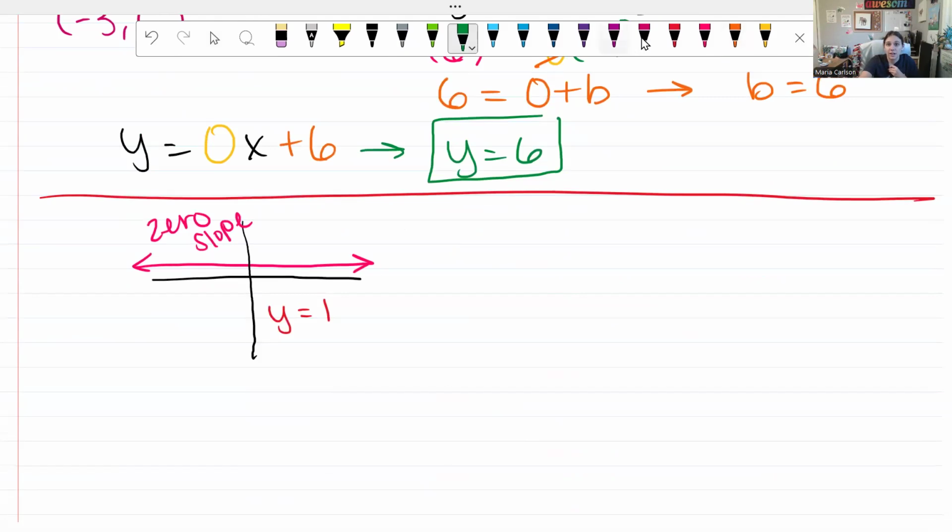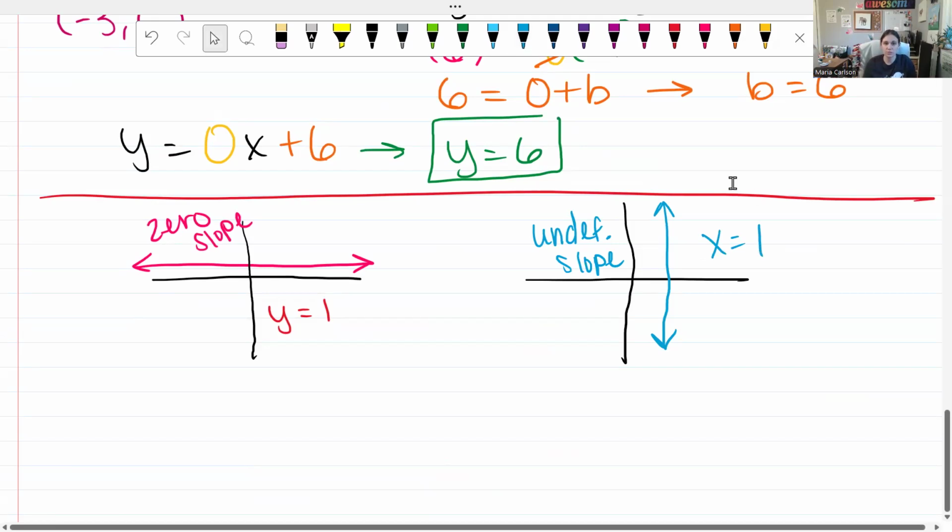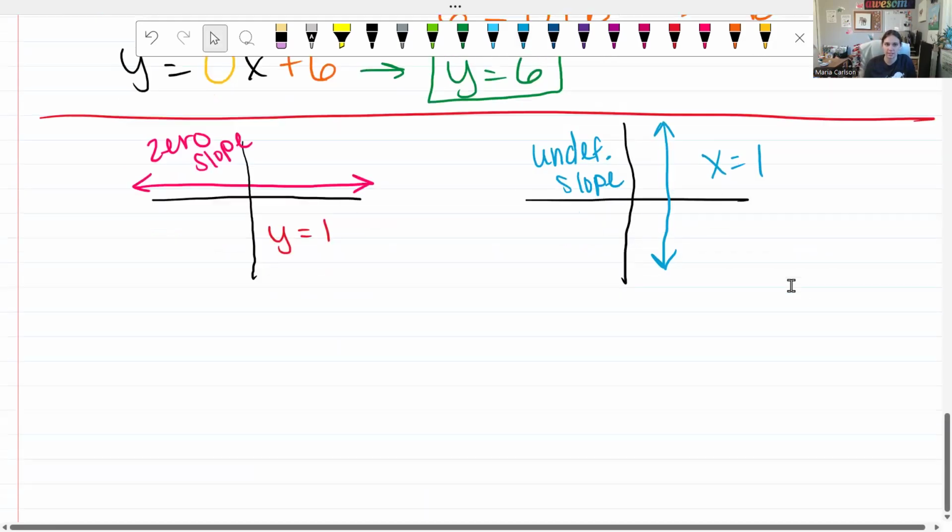Now, if you have an undefined slope, you have a straight up and down line. It's undefined. This is like x is equal to 1 or x is equal to 2 instead of y. So these are horizontal and vertical lines.